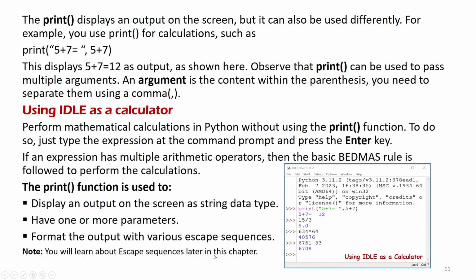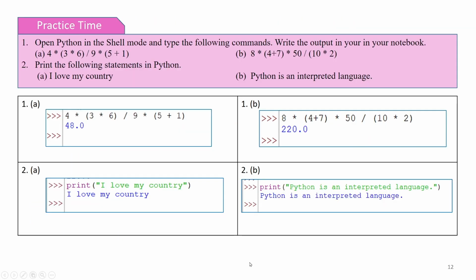That will be, I think, the last topic of this chapter. Based on whatever we have learned just now, there is a practice time given in your chapter which says open Python in shell mode and type the following commands. Write the output in your notebook. There is no need to write it in the notebook actually, just look here to understand. It is given on page number 66. So first, 4 plus 3.